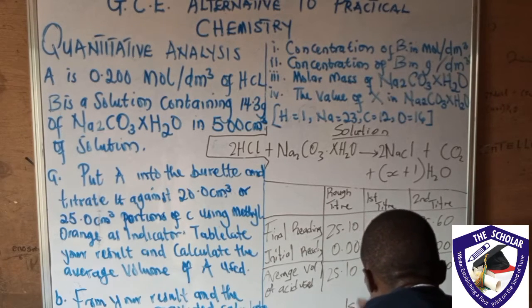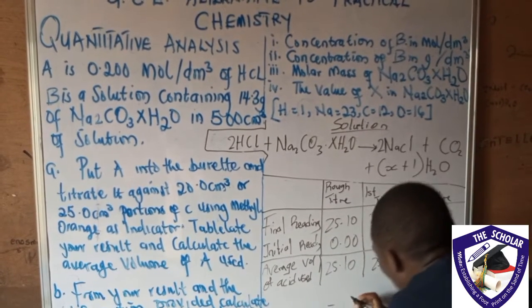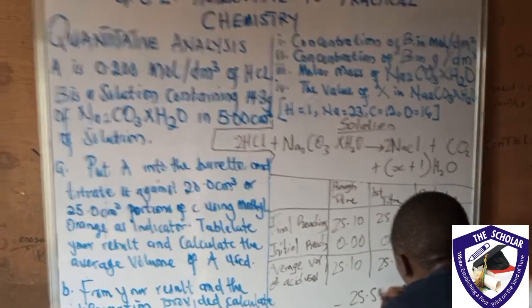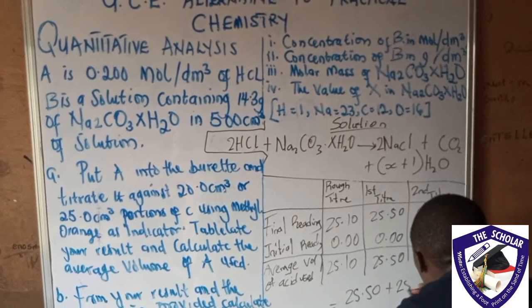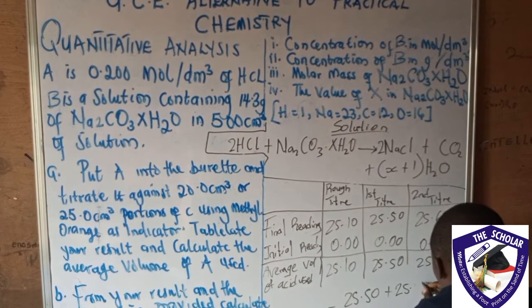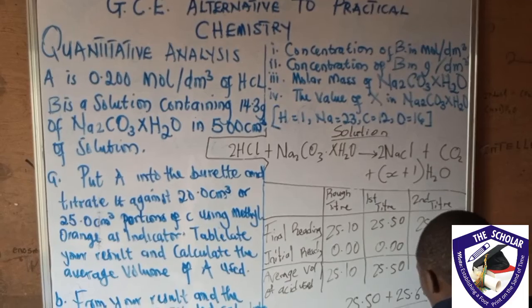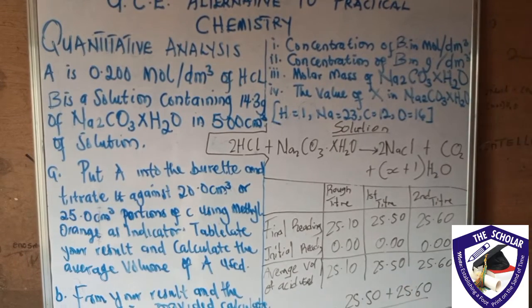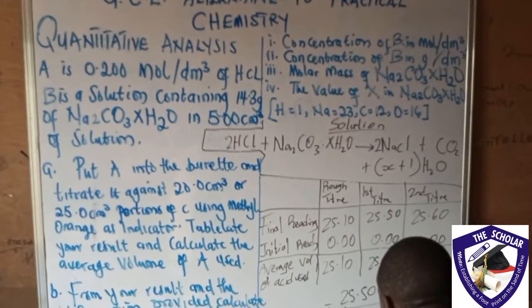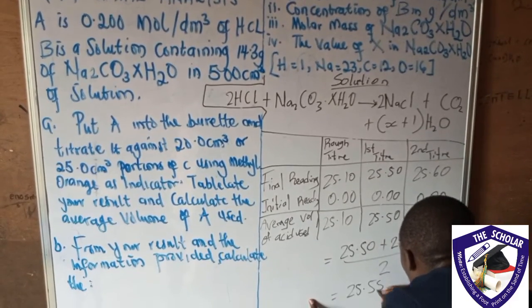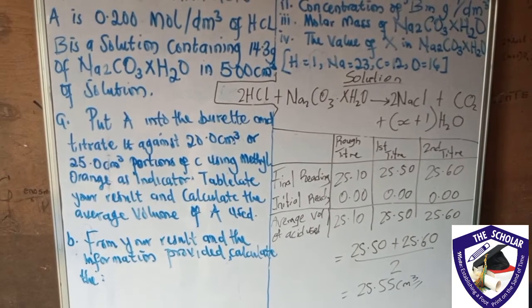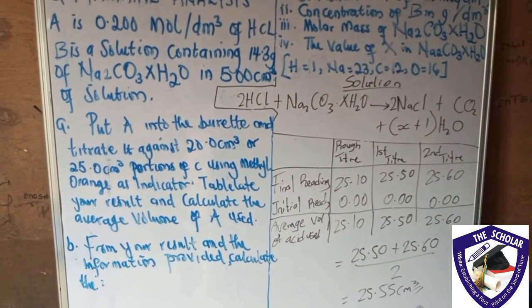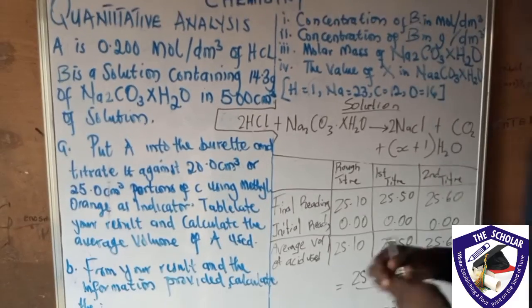So first titer plus second titer. My first titer is 25.50 plus my second titer is 25.60, divided by what? Divided by 2. When you solve this and divide by 2, your answer should be 25.55 centimeter cube. So from here, we've been able to get our volume of acid.